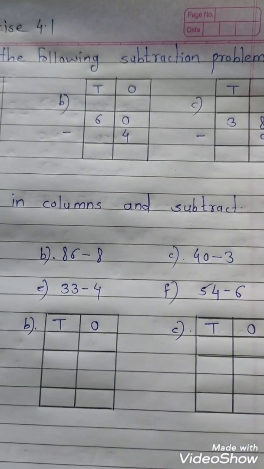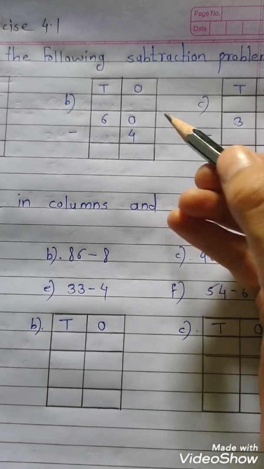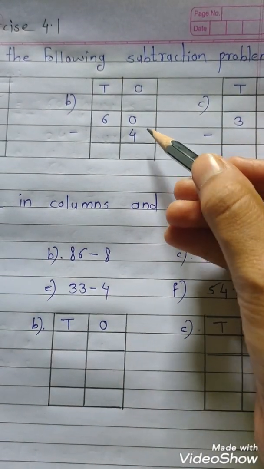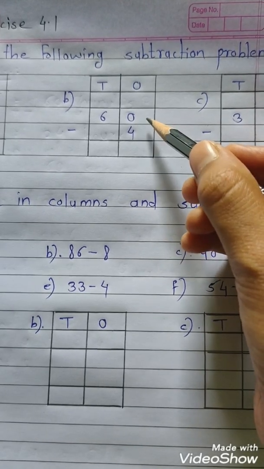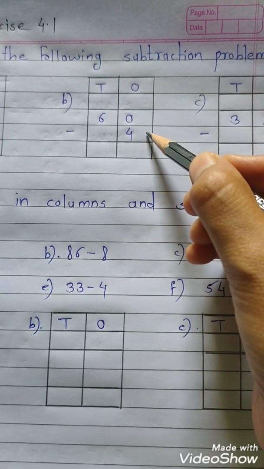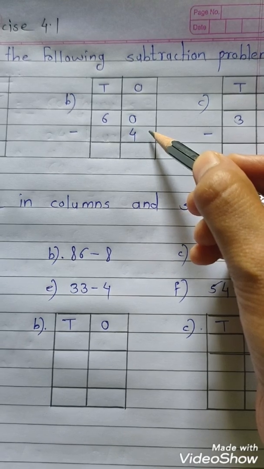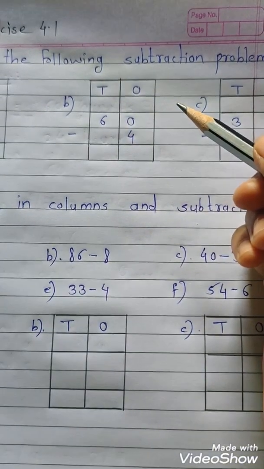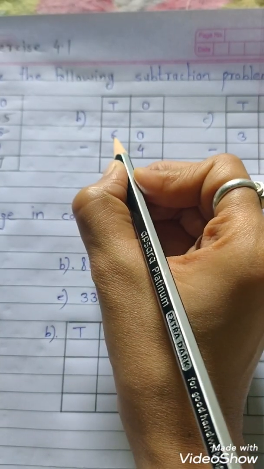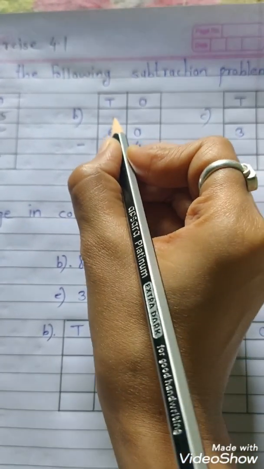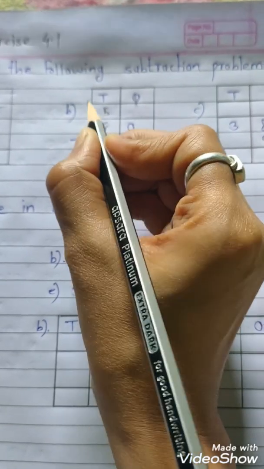Next is 60 minus 4. Starting from the ones place, 0 minus 4. Check our first condition: is the first number bigger than the second number? No. So we will borrow from the next digit. Now next is 6. So 6 can give us 1. Yes, so we will take 1 from 6. How many will remain here? 5.